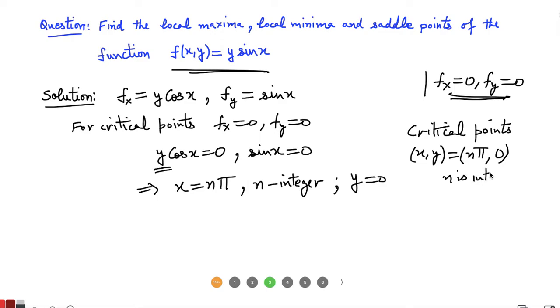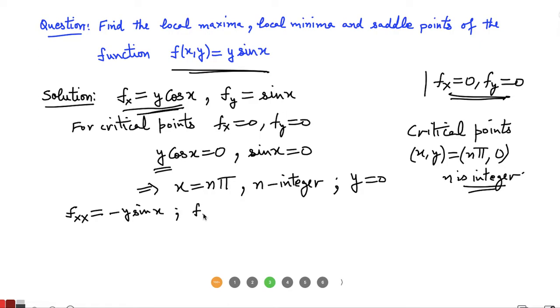Now we have to find out whether we have local maxima, minima or saddle points at these points. For that we can use the second derivative. Calculating the second derivative of the function with respect to x, we differentiate this one more time with x, and we have minus y sin x.